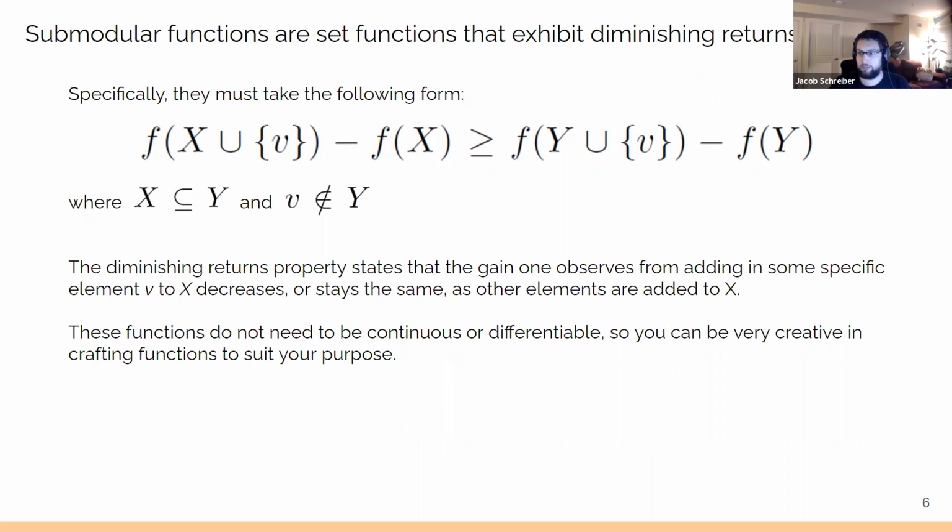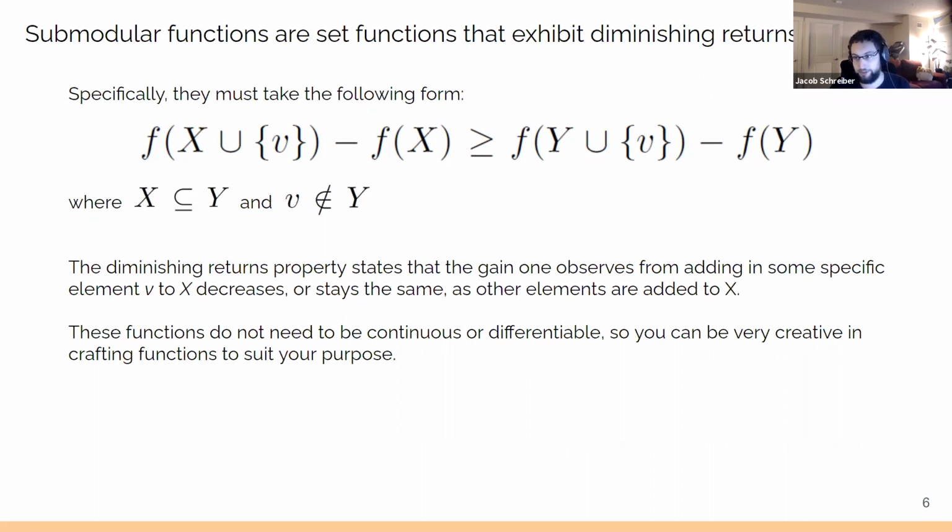Something I really like about submodular optimization, though, is that you can be super creative in terms of the types of functions that you use. These functions don't need to be continuous or differentiable like they do in the convex setting. You can include things like if statements, for loops, all types of crazy things, as long as they obey this diminishing returns property.